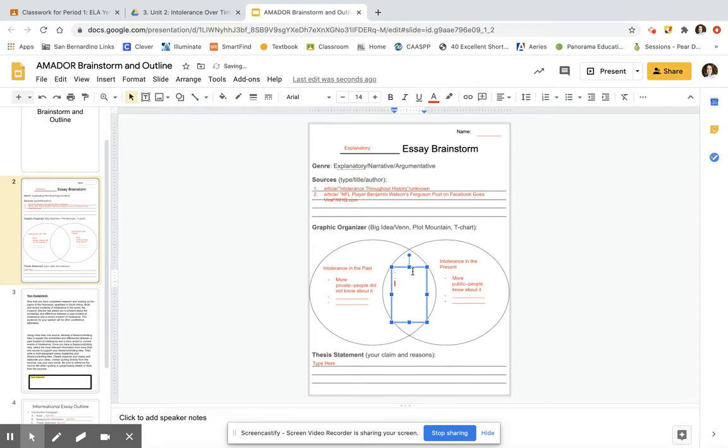I want you to come up again with 3 reasons. A good first reason might be something like it's still based on race. A lot of intolerance that happened in the past was based on race. A lot of intolerance that happens in the present is based on race. So go ahead and pause your video, then figure out 2 more reasons.